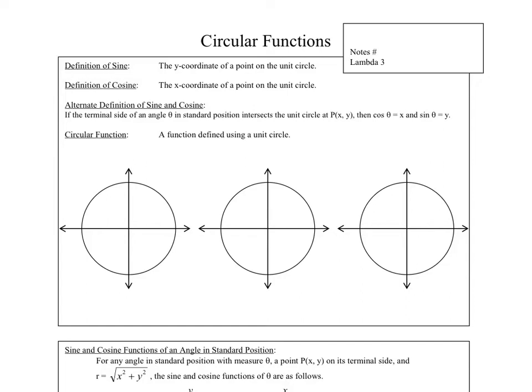Definition of sine, the y-coordinate of a point on the unit circle. Definition of cosine, the x-coordinate of a point on the unit circle. Let me explain why that is the way that it is.